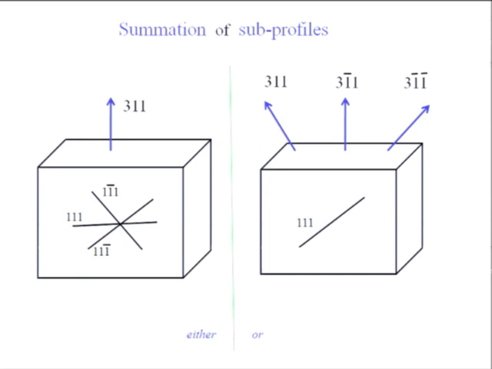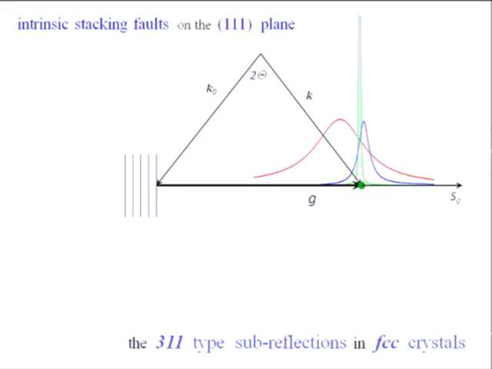You can do that either by taking one HKL index. This cartoon is shown for an FCC case. You can take a reflection index 311 and put the fold planes into the different positions, into the different directions, or you take one fold plane and calculate the effect in the different directions. This is a cartoon showing what happens if you have intrinsic stacking faults on the 111 plane in an FCC crystal.